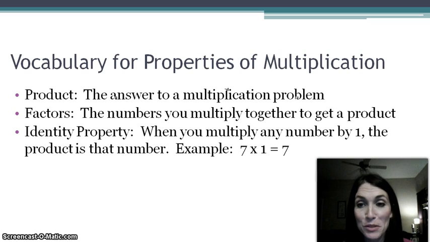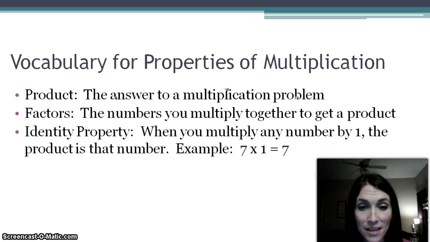Vocabulary for the properties of multiplication. Now, since this is the first lesson in a new topic, we usually have more vocabulary terms in that lesson. Our first vocabulary term is the word product. This is the answer to a multiplication problem. Factors, the numbers you multiply together to get a product.